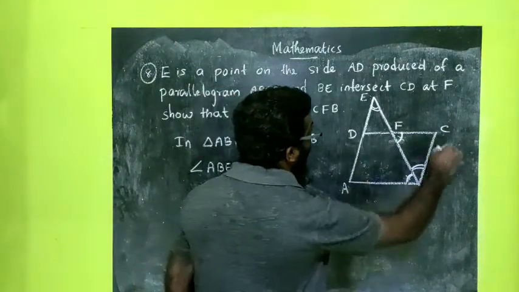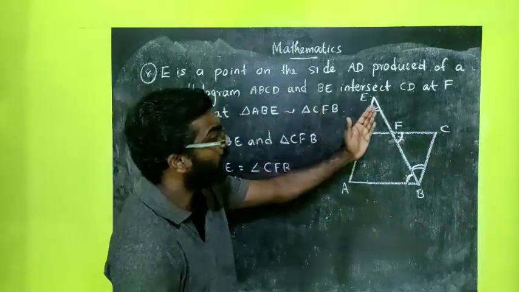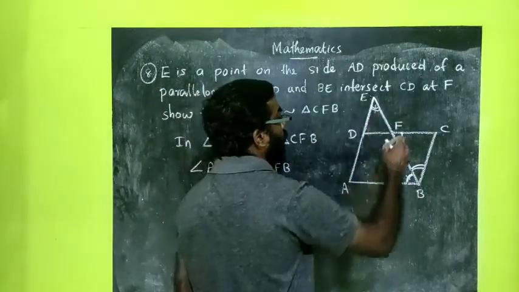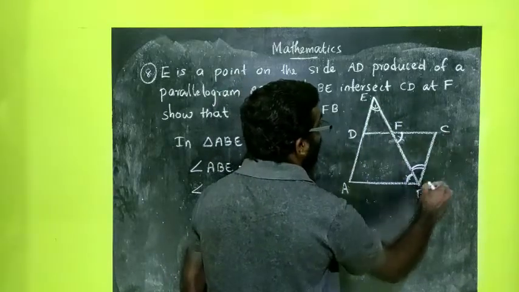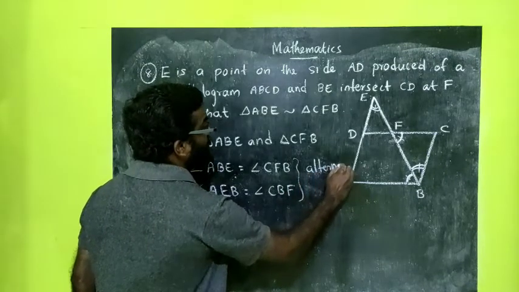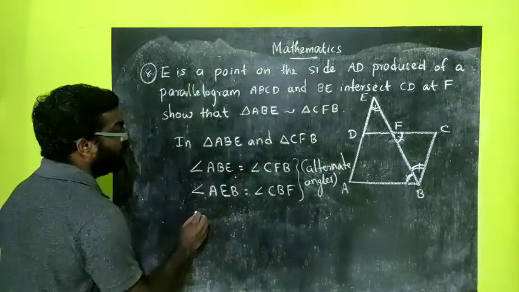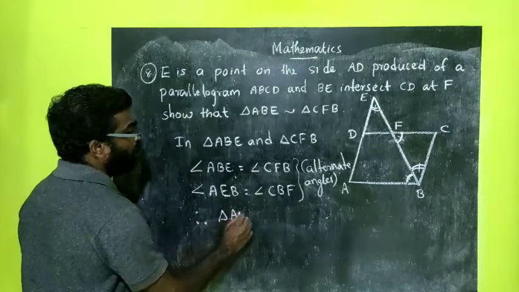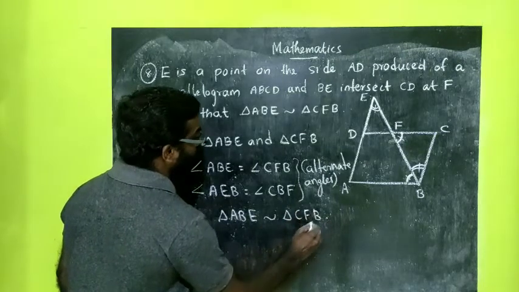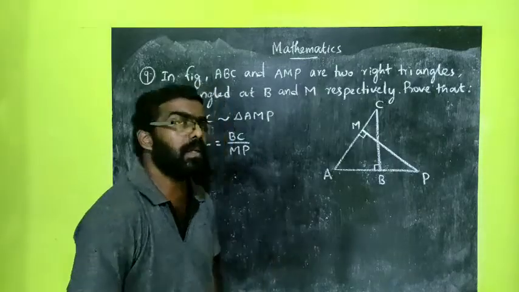AD is parallel to BC and we extend AD in order to get E. So AE is also parallel to BC. So these two angles are also alternate angles, angle AEB and angle CBF. Okay. So alternate angles. Therefore, by using AA similarity criterion, we can conclude triangle ABE is similar to triangle CFB. Okay. Now we move on to question number 9.